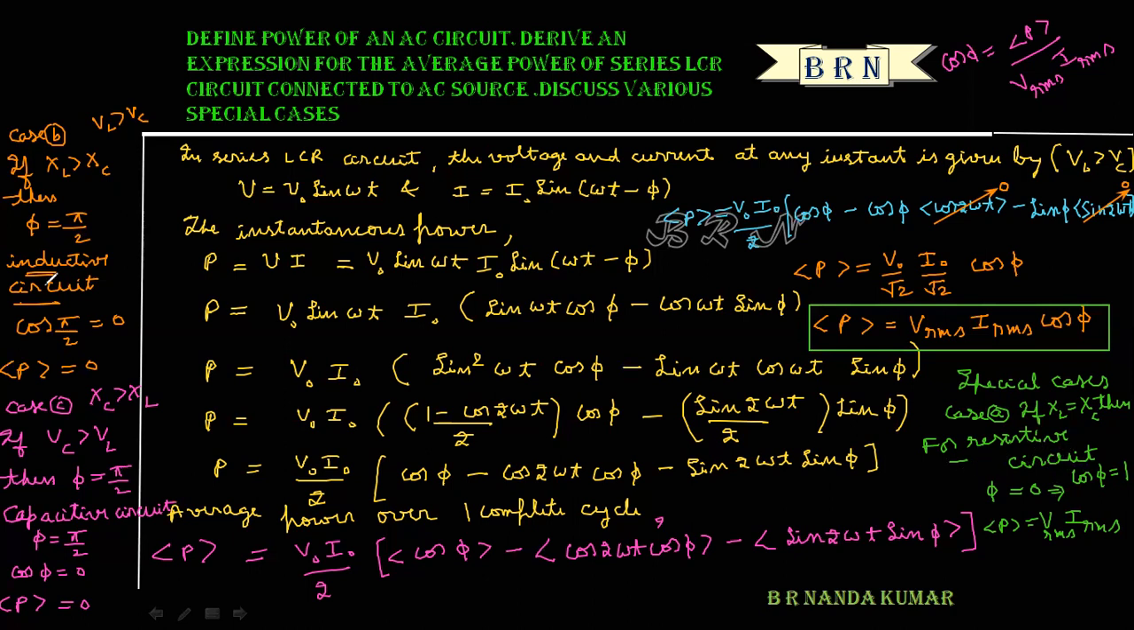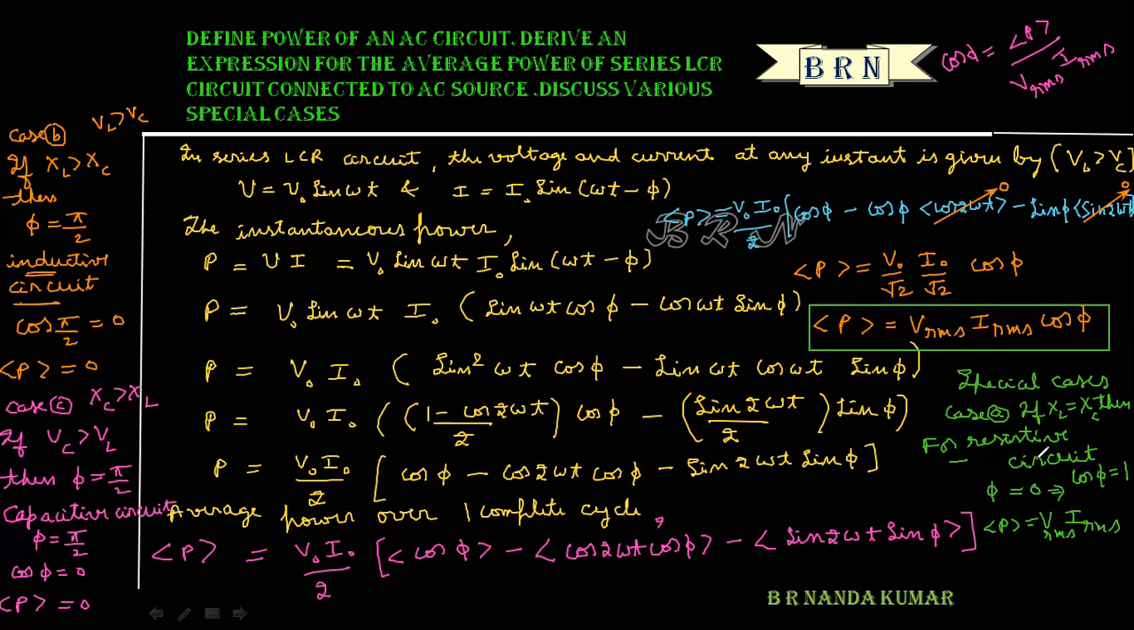For an inductive circuit, what is the phase difference between current and voltage? That is pi by 2. The power factor is equal to 0. Average power over one complete cycle is equal to 0. Even power loss is also equal to 0. For a purely capacitive circuit, the phase difference between the current and voltage is pi by 2 radian, and average power over one complete cycle is equal to 0, and power loss is equal to 0.